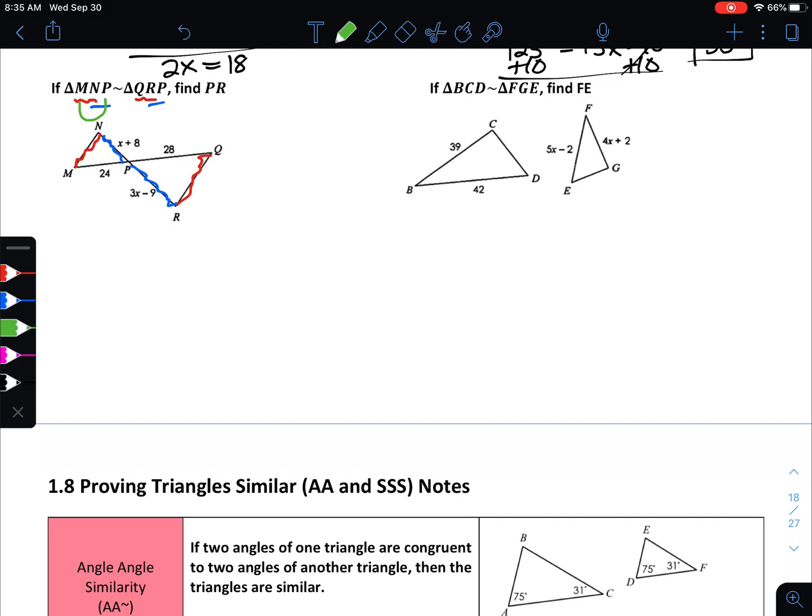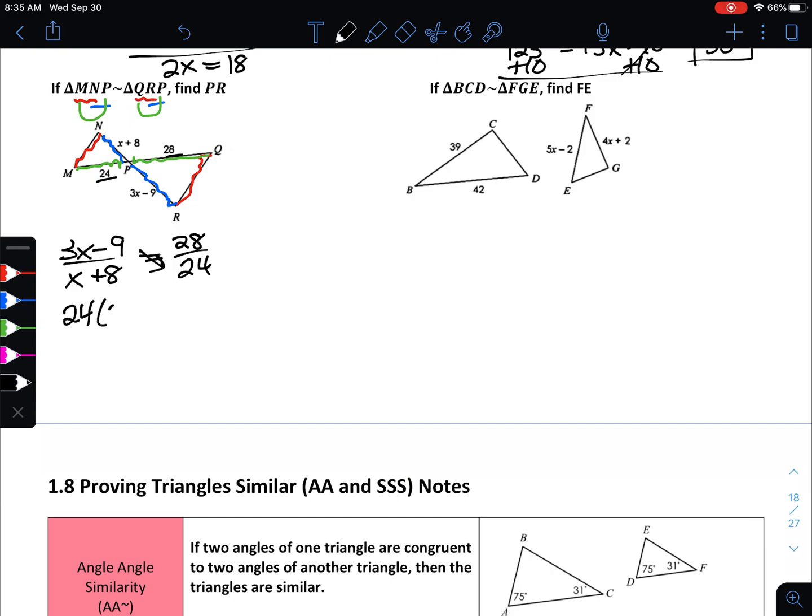So let's go back around. P back to M matches with P back to Q. All right, that should give us what we need to set up our proportion. So we first had that 3x minus 9 was proportional to x plus 8. We now have that 28 is proportional to 24. So now we can go ahead and do our cross multiplying.